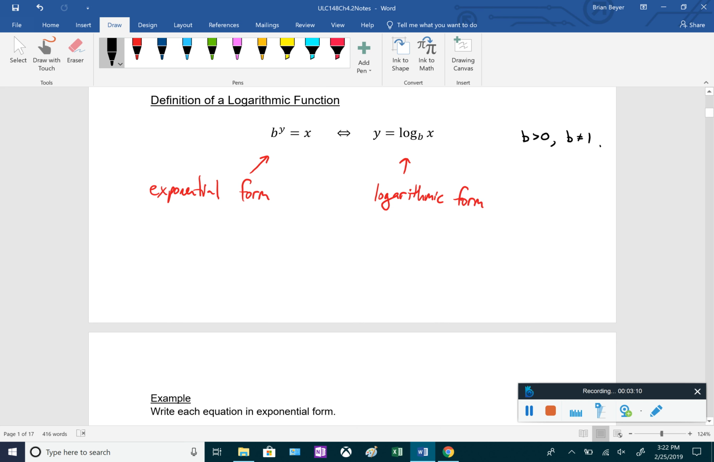If you notice here, a logarithm is essentially an exponent. If we have b to the y equals x in exponential form like we do on the left, we can see that the exponent of the exponential form is y. On the right-hand side, y equals log base b of x, which is the exponent. So in a sense, a logarithm is just an exponent.